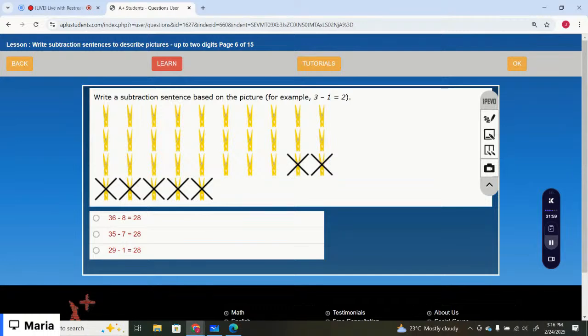Write a subtraction sentence based on the picture. So which is the correct option?